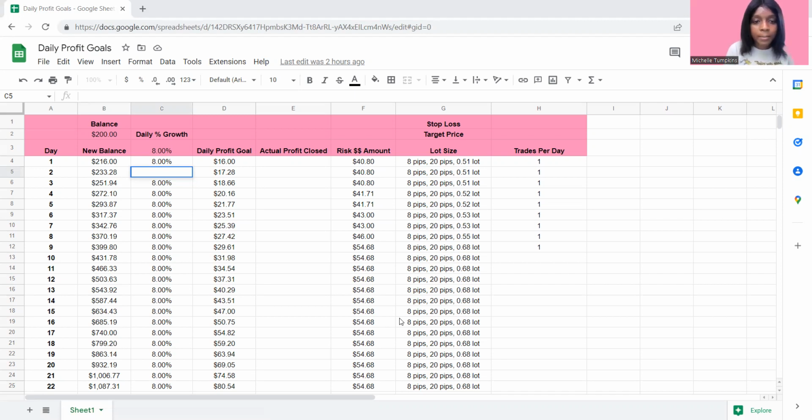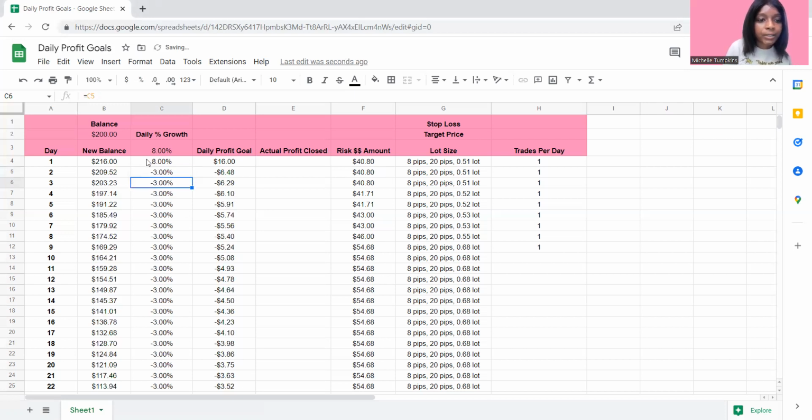So let me see. Yeah, negative 6.6. As you can see, like I said, I lost negative 6.6% on this trade. So I'm going to go back to this one, and what we're going to do is put negative 3.00%. Enter. Now, as you can see, this changed all of these below it, and that's because this was set to equal whatever was in this box.